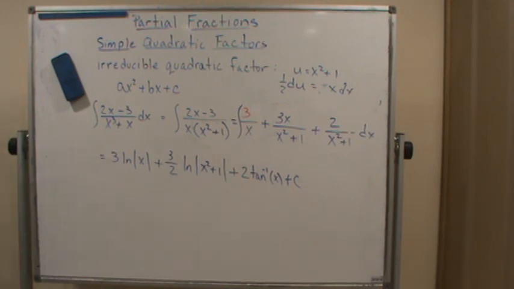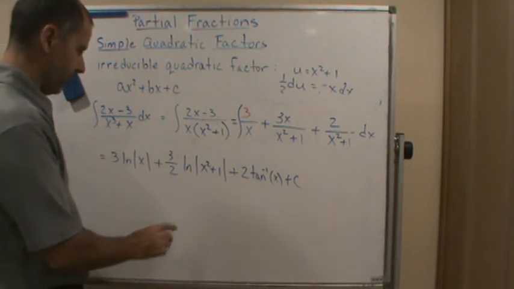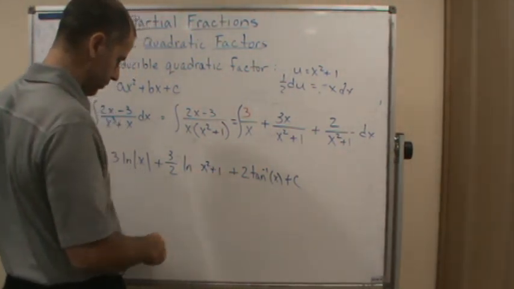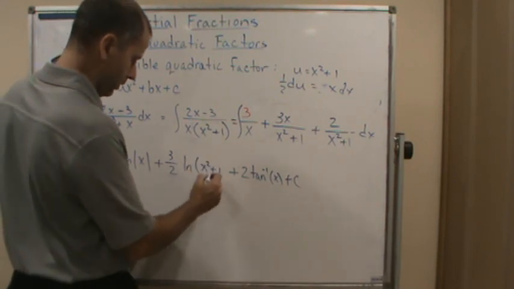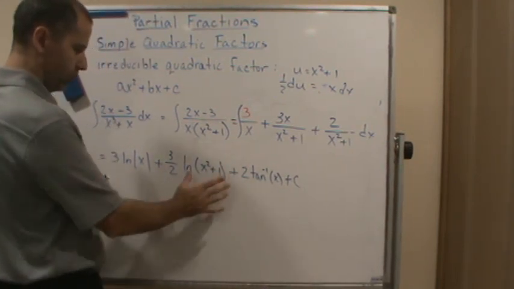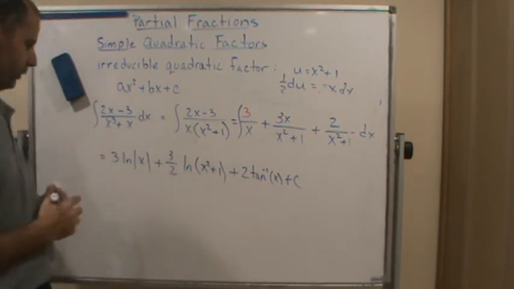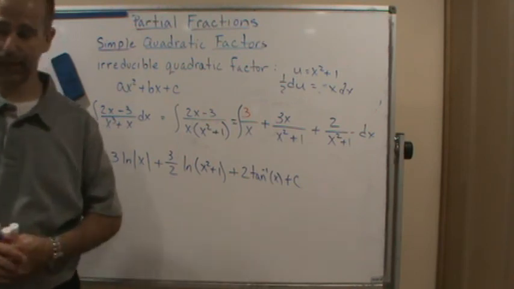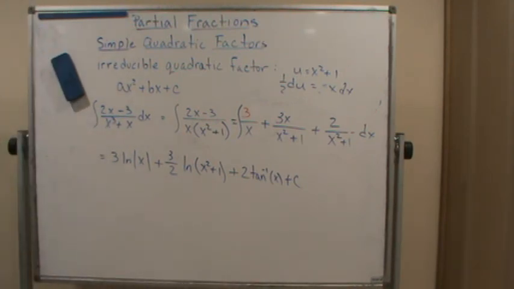Oh, by the way, here we could drop the absolute value signs, right? Because there's no way that this can be negative, right? So we're okay. So the domain of this is okay. Here we can't. But in this case we can, because it will never have a negative inside the log.